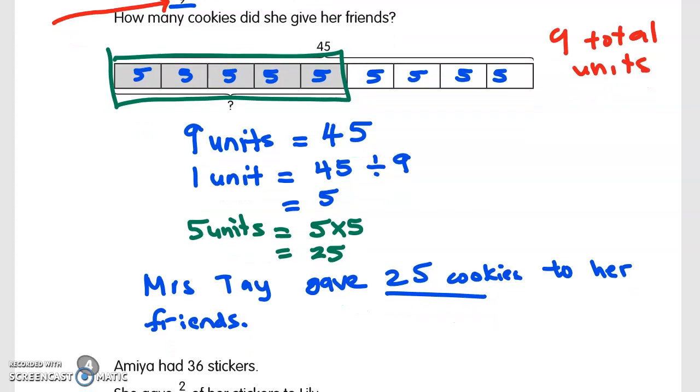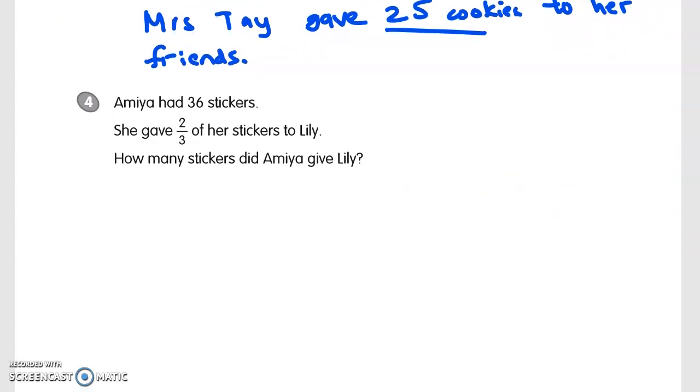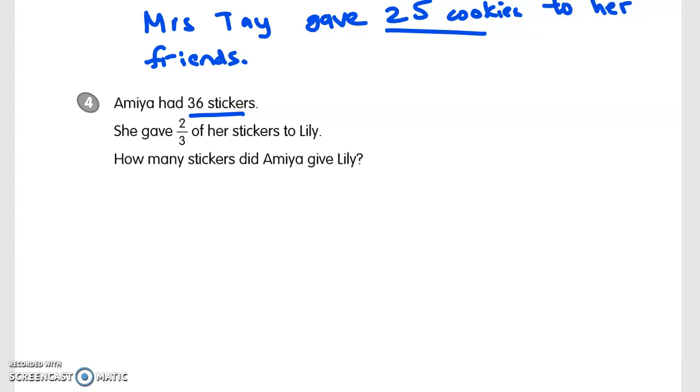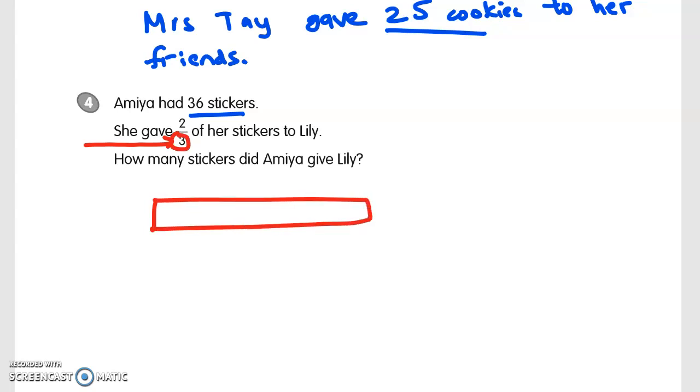Okay, let's move on to question 4. Amia has 36 stickers. She gave 2 out of 3 of her stickers to Lily. How many stickers did Amia give Lily? Once again, let's focus our attention on the denominator of the fraction, which tells you the total parts. So here the total parts is 3. So if we draw a model, we will have 3 parts. Okay? And the total for these 3 parts is 36.